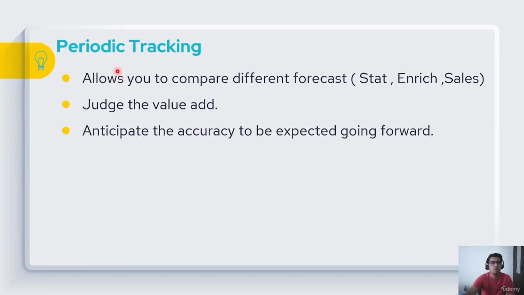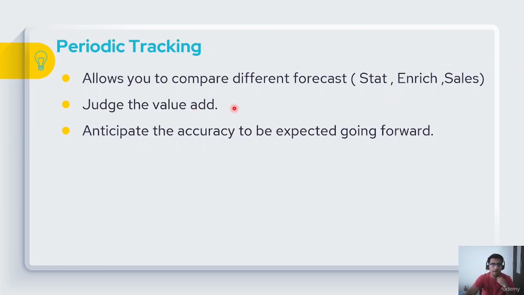Now talking about periodic tracking, how it also helps. First, it allows you to compare the different forecasts. So every month you can compare how different forecasts are working, like the stat forecast, then the enriched forecast. Enriched forecast is the forecast adjusted by your demand planner, because he has more information about what's happening in the market. Third is the one by the sales team. So you can always do a comparison of the different numbers, and you can always take a decision where to adjust.